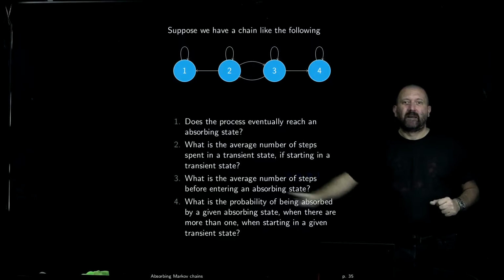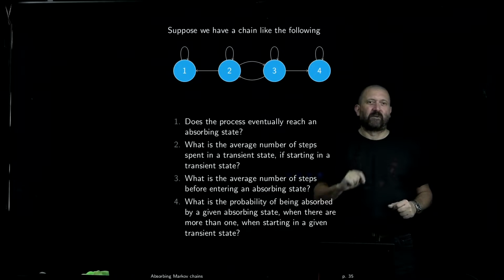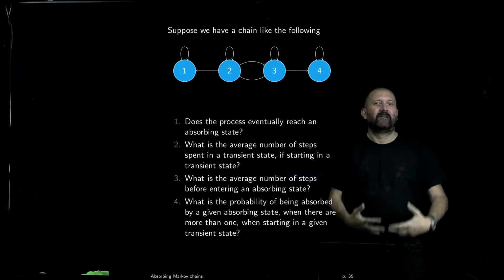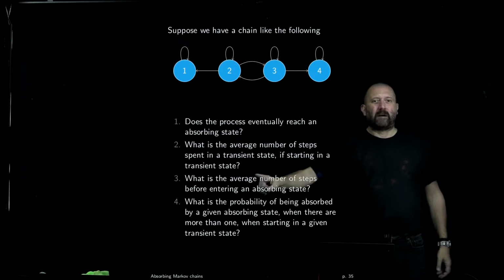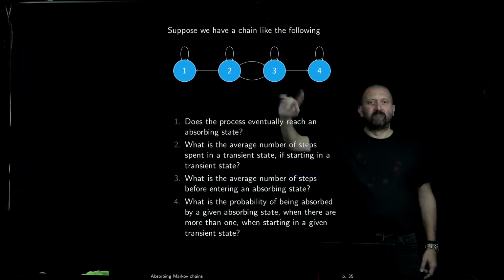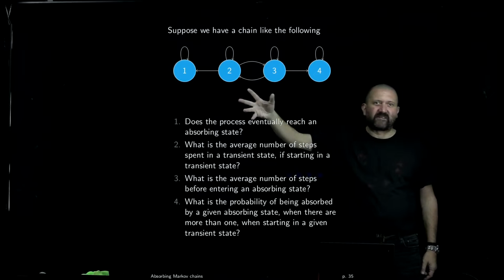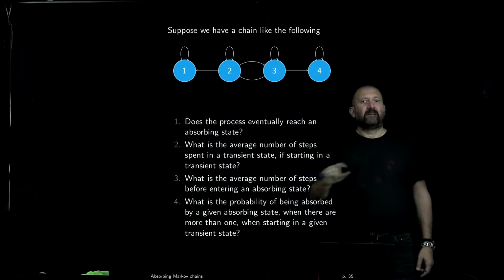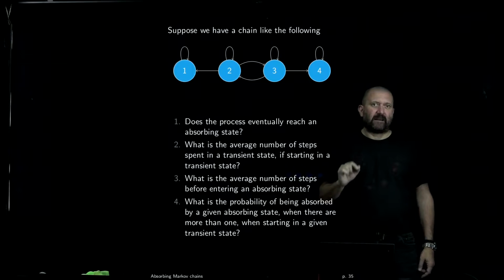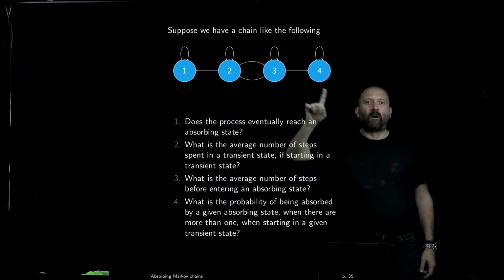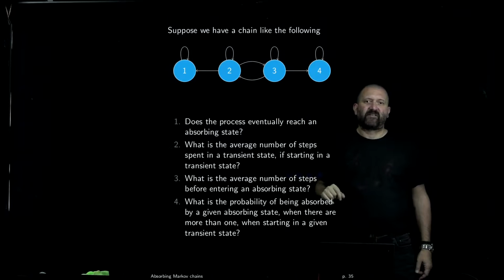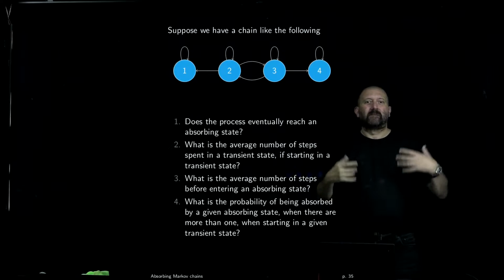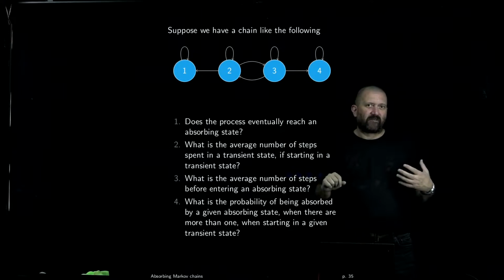And actually, that's a similar question. How many steps, so again, on average, how long am I going to walk in a chain like this before I am absorbed? And finally, what's the probability that I'm going to be absorbed in one of the two absorbing states if I have more than one? And that depends on where I'm going to start.